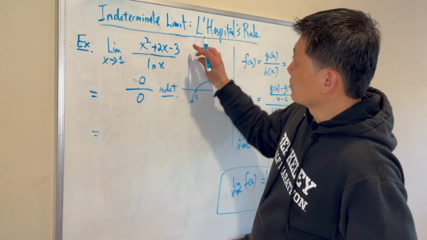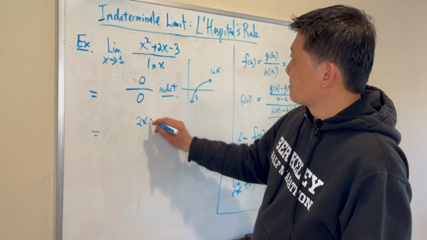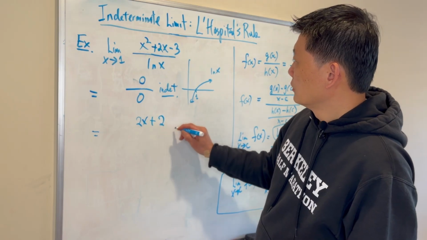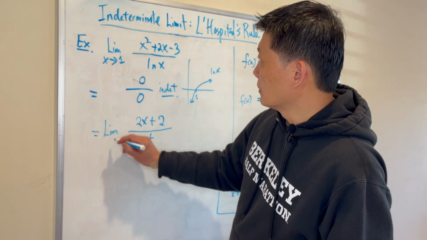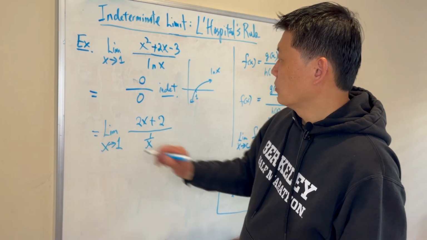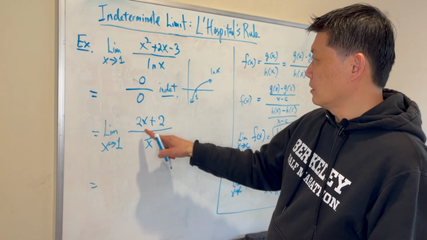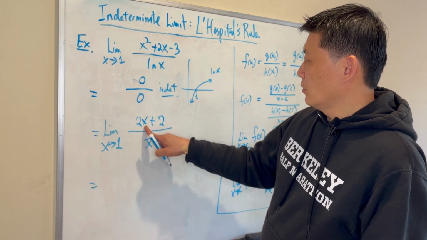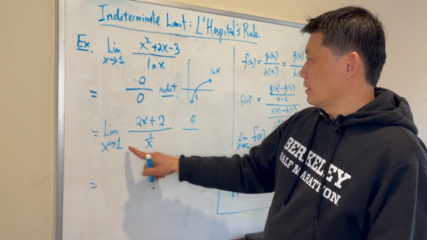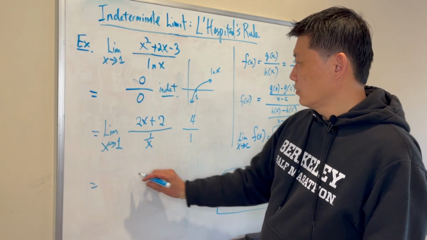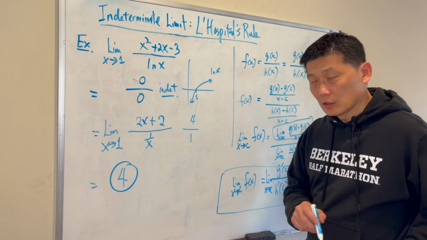So let's try it. Let's take the derivative on the top. We get 2x plus 2, divided by 1 over x, and the limit as x approaches 1. In this case, we end up with 2 times 1 is 2, 2 plus 2 is equal to 4, and then 1 over 1 is 1, so our answer ends up being 4.